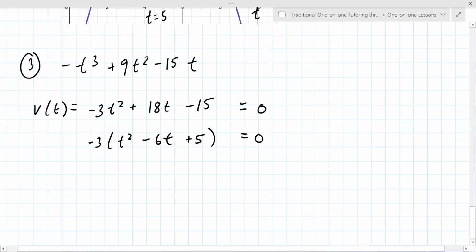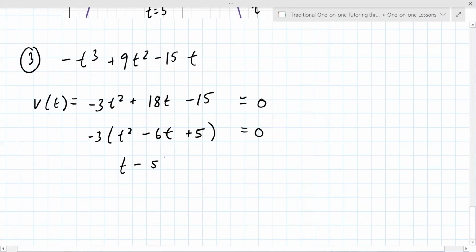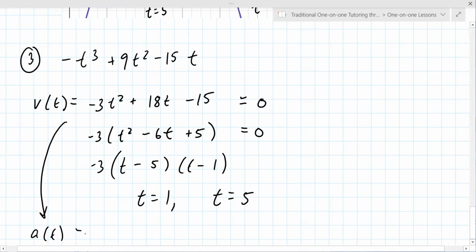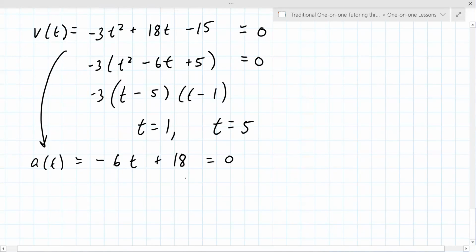So then it's 1 and 5, or negative 5 and negative 1. Yes, so it's at t equals 1 and t equals 5. Now it also asks when acceleration is 0, so you've got to find the acceleration: the derivative of that derivative. Minus 6t plus 18 equals 0 when t equals 3.